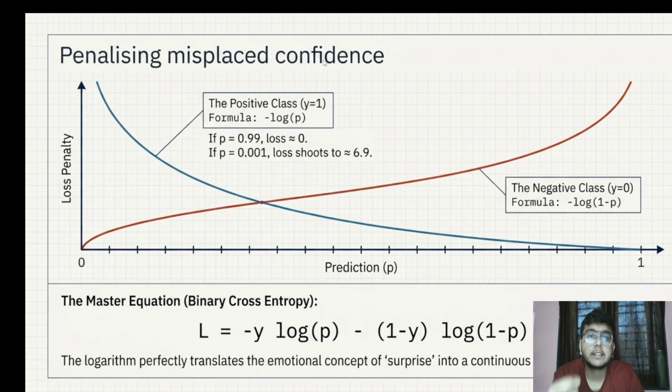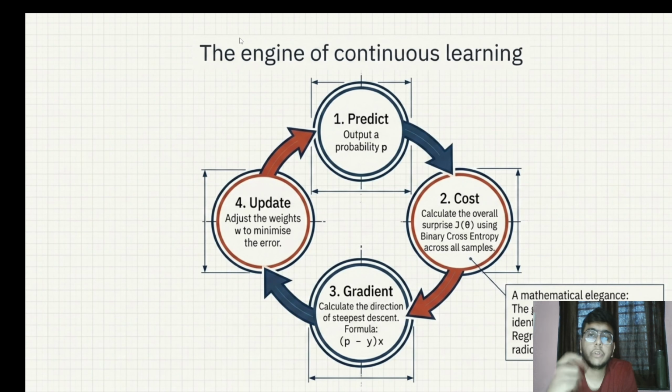Analyzing misplaced confidence, we can see the graph of loss penalty and the prediction p with this equation. This equation is also known as binary cross entropy. The blue line shows the positive class, when your probability is nearly correct, and the red line shows the negative class, when your output is nearly incorrect. This is the graph for it. The engine of continuous learning.